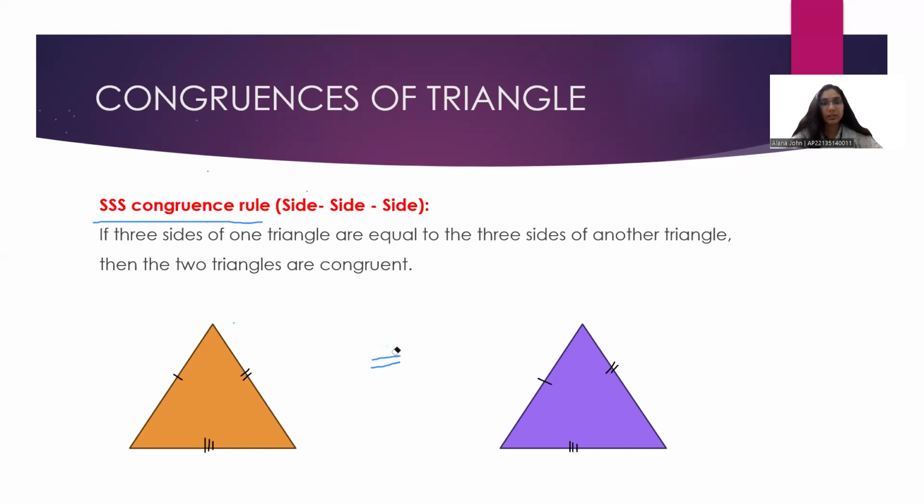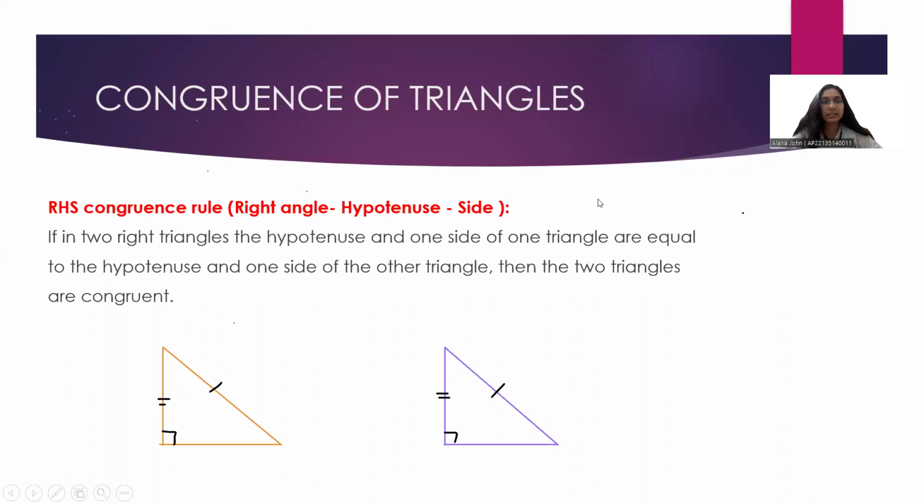Clear? So now we will be discussing one more congruence rule, which is known as the RHS congruence rule. What is the full form of RHS? RHS means right angle, hypotenuse, side. This congruence rule is used for right angled triangles. Okay.